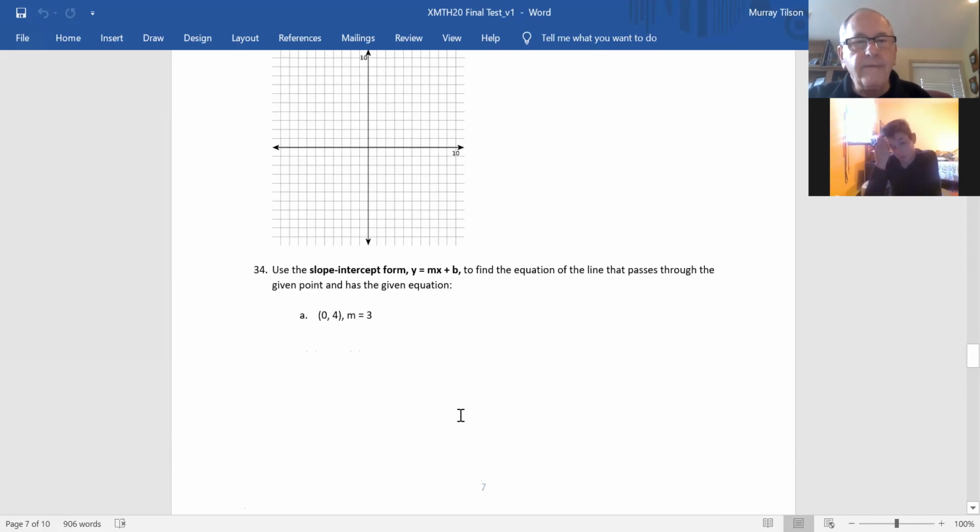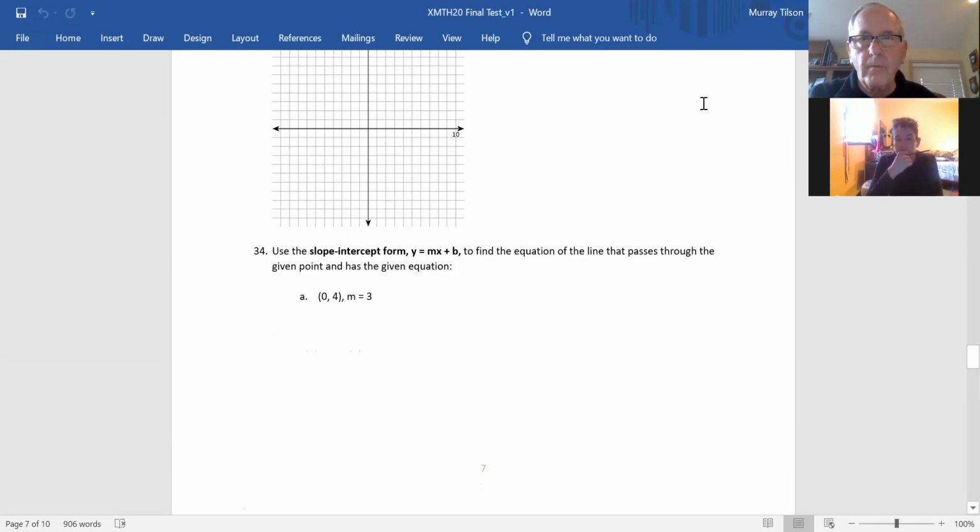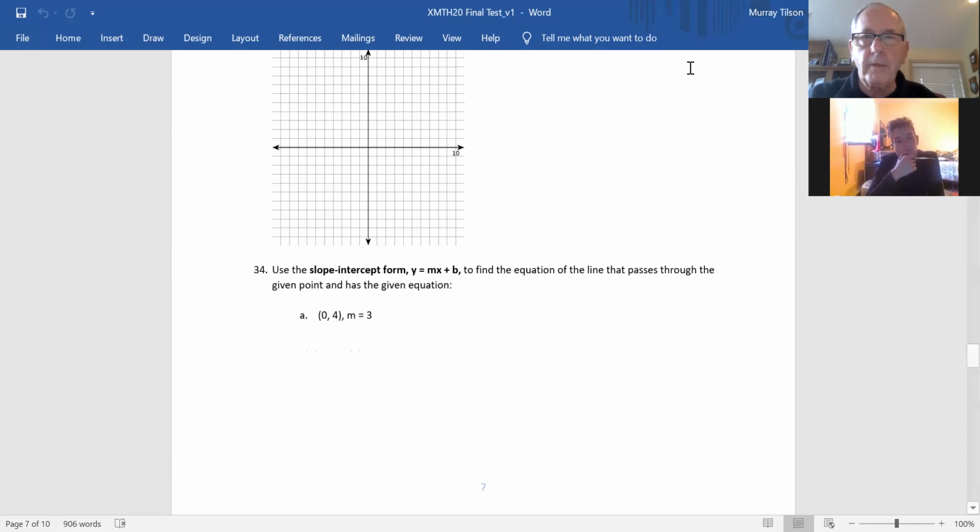Know how to find the slope intercept. Use the slope intercept to find the equation, if you're given a point and a slope. Understand that. You know how to do that? Okay, then I won't go over it.